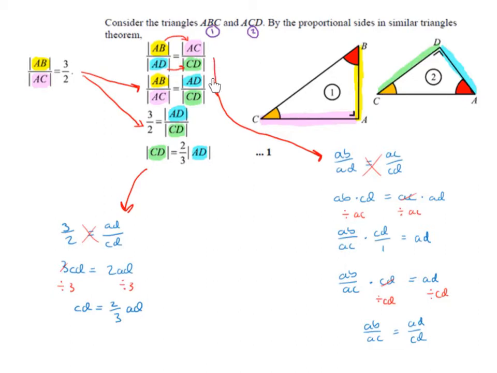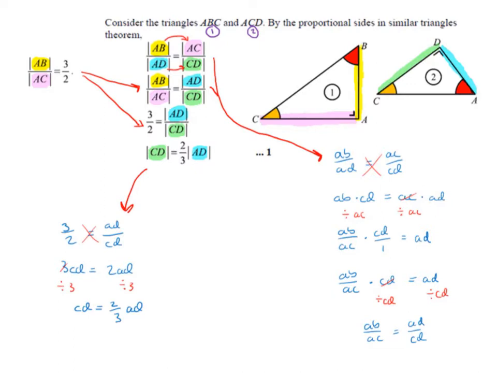So let's have a look down here in a bit more detail at how that happened. We started off with AB over AD is equal to AC over CD. The first thing we're going to do is cross multiply. AB multiplied by CD is equal to AC multiplied by AD.